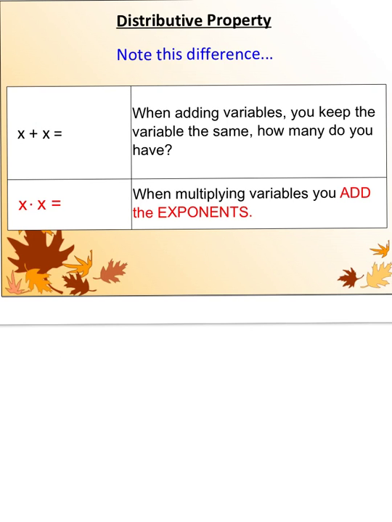The first thing is talking about when we're adding variables, you keep the variable the same. So you want to think about when you are adding, how many do you have all together? If you were to look at this first example, there's 1x plus 1x. There's an x plus an x. You would tell me, Mrs. Haugen, we have 2 x's.